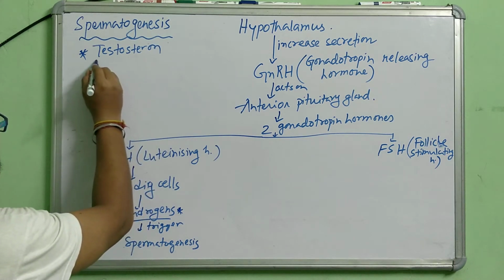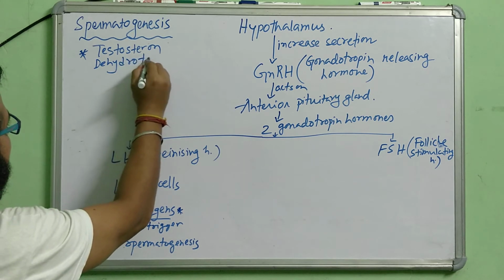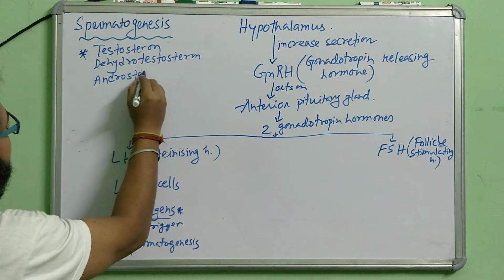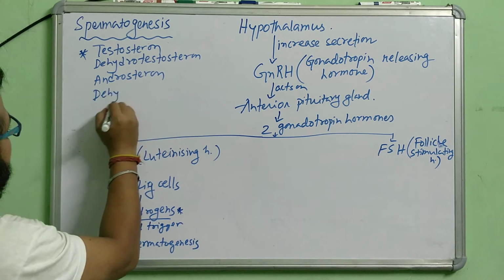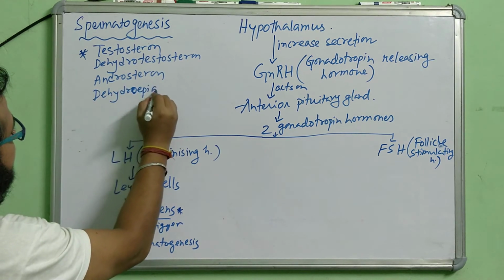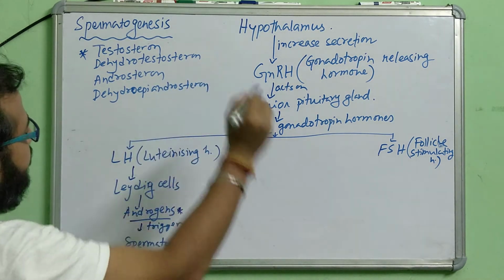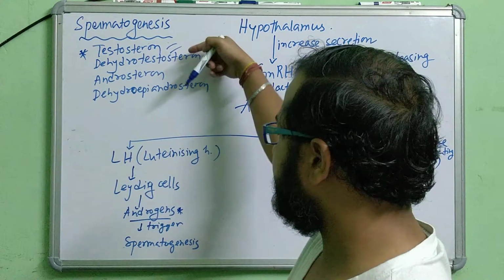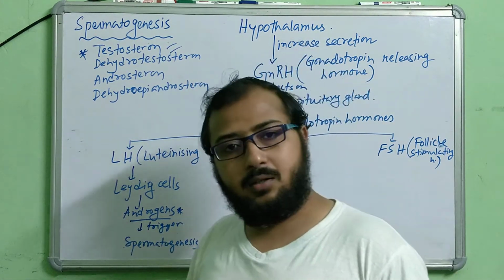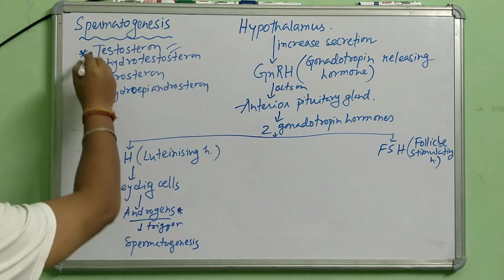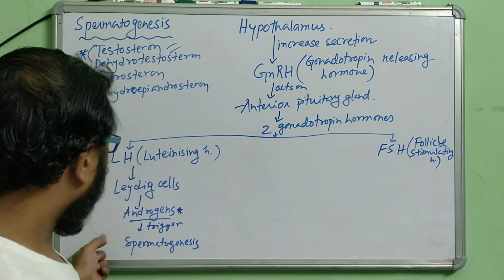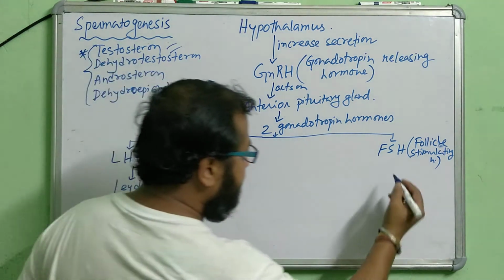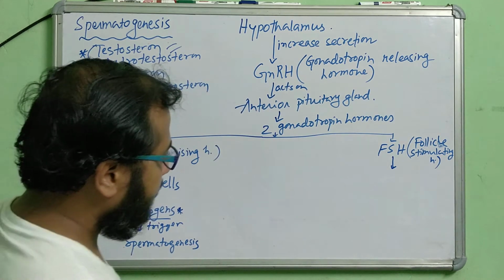Number two is dihydrotestosterone. Number three, androsterone. And number four, dehydroepiandrosterone. So these are some of the important male sex hormones. All of them play an important role, but testosterone has the most important role in triggering the spermatogenesis process. If you can remember these names, it will help you. So this part is done, LH function done. Now let's look at FSH, which plays a very important role. FSH acts on our Sertoli cells.